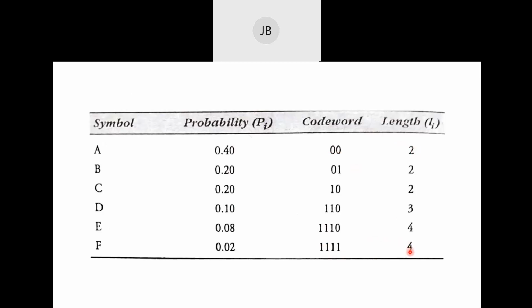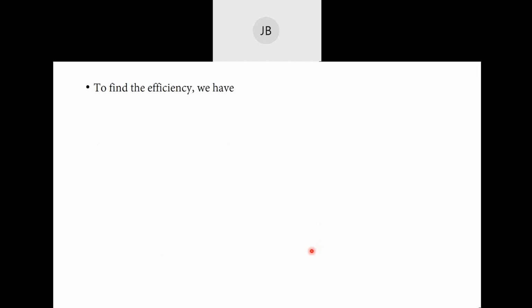So the overall summary here is that the symbols that have a higher probability will have a shorter length code, and the symbols that have lower probability, they don't occur so frequently, can be assigned a larger code word. This is the idea. Okay, so then we will move forward to find the efficiency.